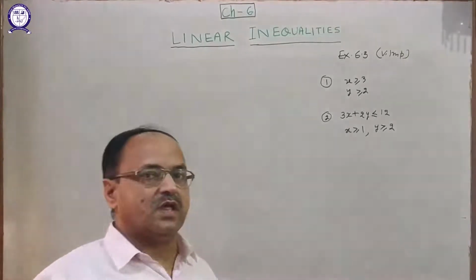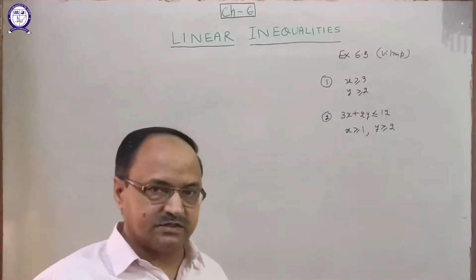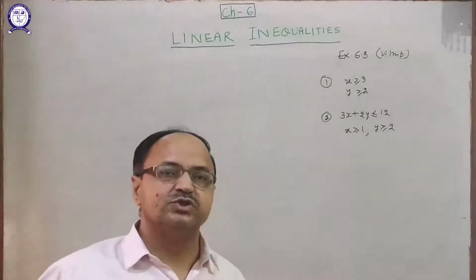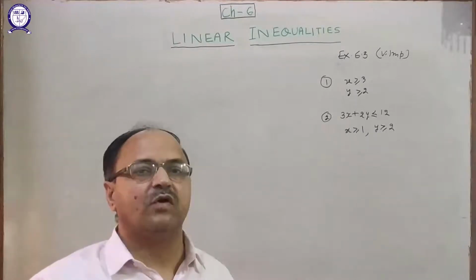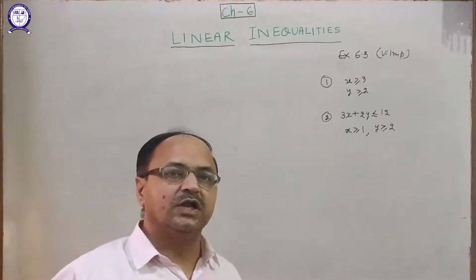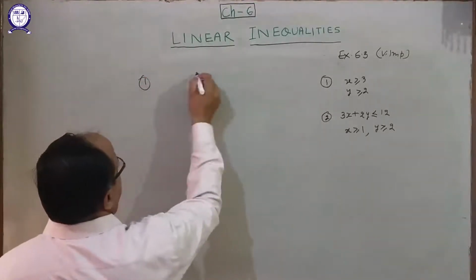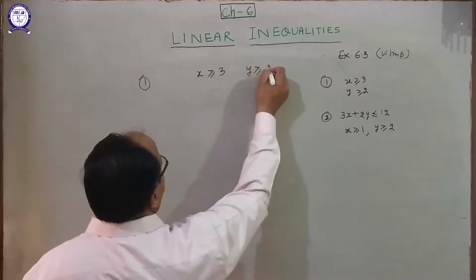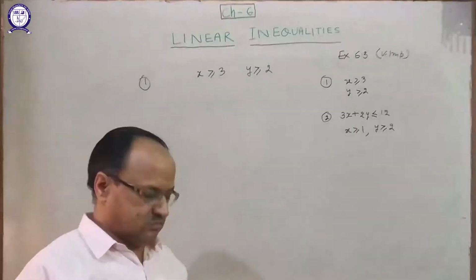Correct? In exercise 6.2, we solve only a single equation. But in this exercise, there are two or more equations, and we have to find the common solution of all the linear inequalities. First, x greater than or equal to 3, y greater than or equal to 2. Find the common solution of both.